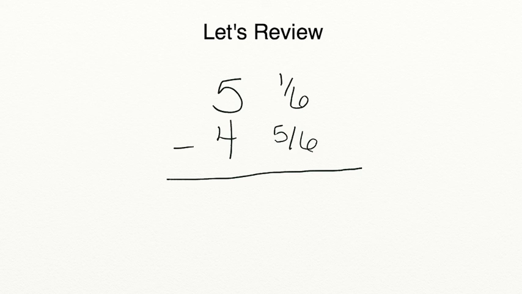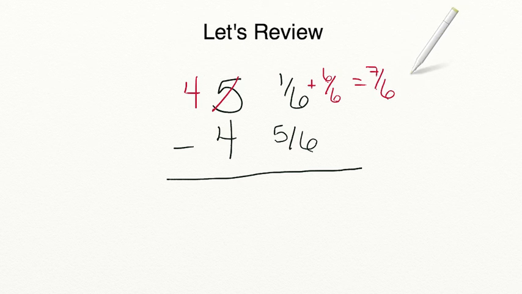Let's take a moment to review what you've learned in today's lesson. When you're subtracting mixed numbers, your first step is to make sure that your denominators are the same. If they're not the same, then you need to find a common denominator for both before continuing further. Then, you need to see if your top fraction is larger than your bottom fraction. If it's not, you're going to need to regroup one of your wholes into fraction amounts. 1/6 plus 6/6, which is our whole we took from over here, equals 7/6. And that's going to make your top fraction larger than your bottom fraction.